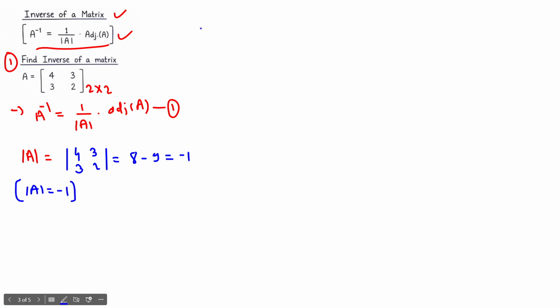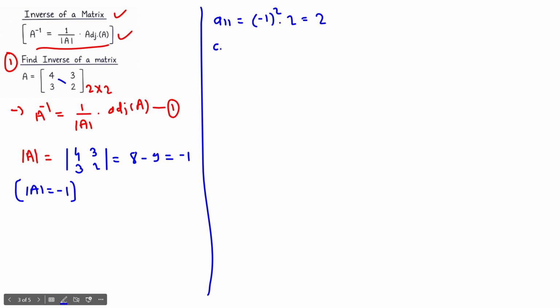And then we have to find the 4 cofactors one by one. The first cofactor is A11. A11 is equal to minus 1 raised to 2, into the opposite value of A11, which is 2. So minus 1 squared is plus 1, and 1 into 2 is 2. Then A12, that is minus 1 raised to 1 plus 2, which is 3. A12 means the opposite value is again 3. So minus 1 cubed is minus 1, so minus 1 into 3 is minus 3.